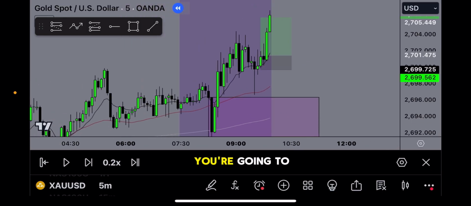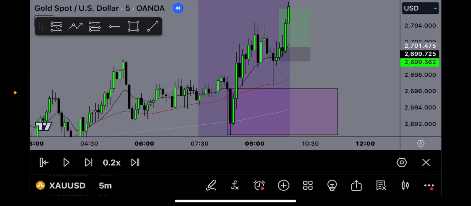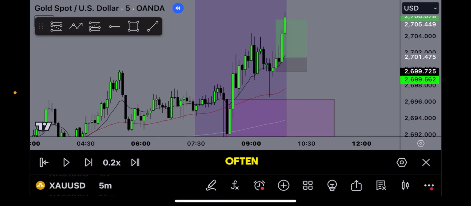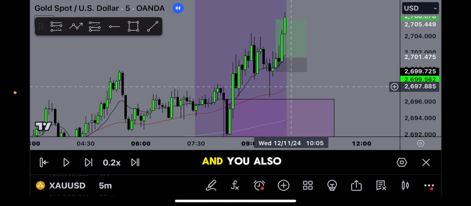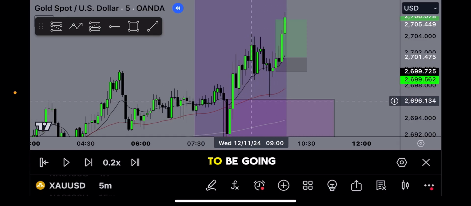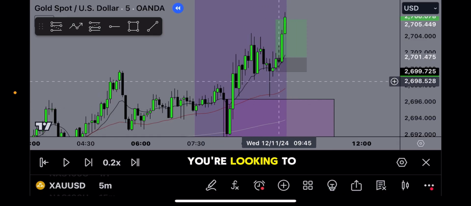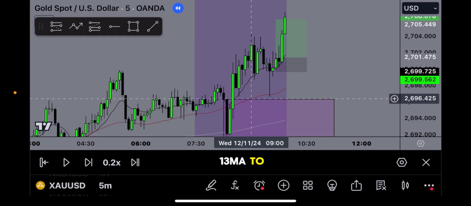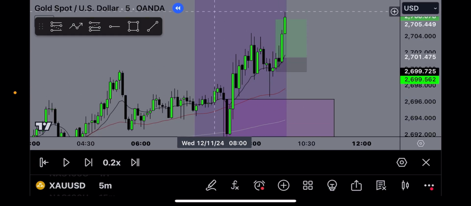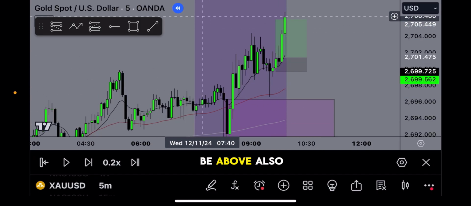It's pretty simple. Like I say, you're going to see these setups everywhere. You're going to see these setups often, but just make sure that when you do take these setups, the 13 MA breakout candles, you want to be going with the trend. You want price action to line up and to make sense. And you also want the 13 MA to be going in your favor. For example, if you're looking to buy, you want the 13 MAs to be underneath. And if you're looking to sell, you want the 13 MAs to be above.